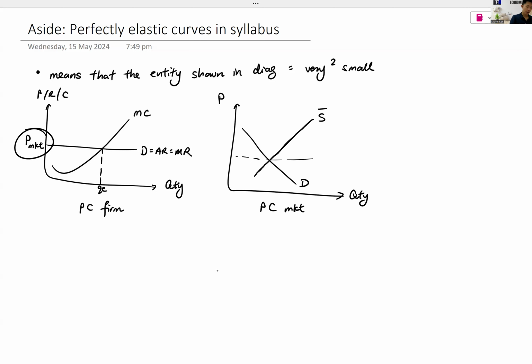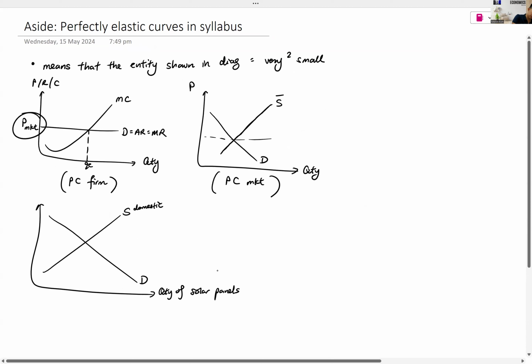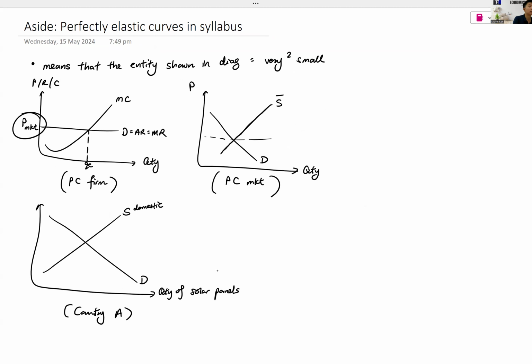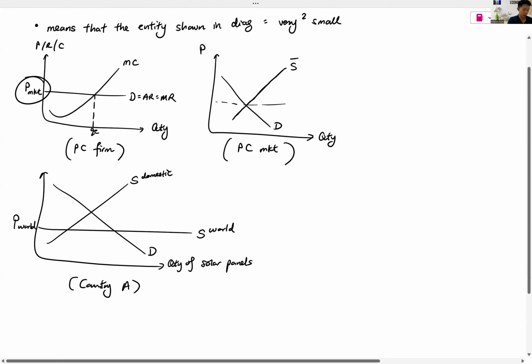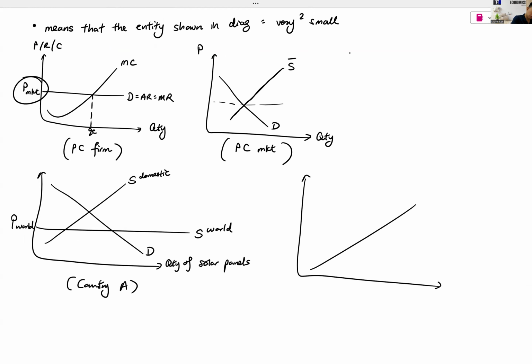So, earlier on, I showed you this. Supply, domestic, demand, quantity of solar panels, and this is your country A. And I drew in this curve, world supply, which means this must be world price. Okay? World, quantity, price. Okay?